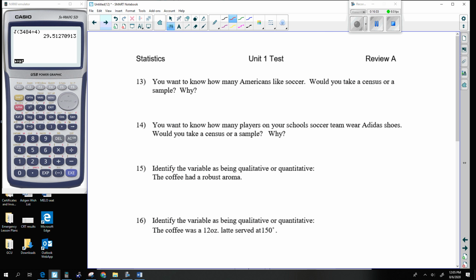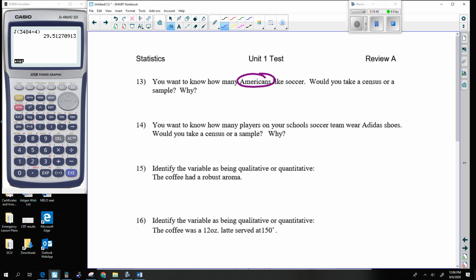All right. Next. You want to know how many Americans like soccer? Would you take a census or a sample? So again, don't be distracted by the question itself. When you're looking for a census or a sample, you want to know about the population. So the population is how many Americans. Americans is the population. Okay, so Americans is a very large population. Millions and millions of Americans. So would you take a census or a sample?